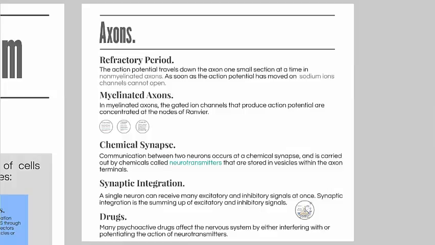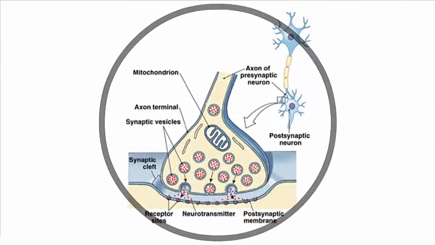Many different neurotransmitters have been identified. Two well-known neurotransmitters are acetylcholine and norepinephrine. Others include serotonin and dopamine.